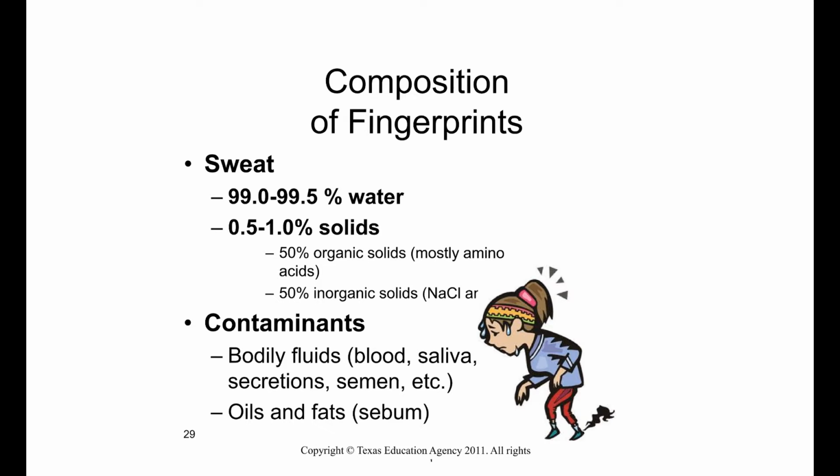So let's talk about what's in prints. We know it's a mixture of like water, fats, and oils, but let's talk about actual amounts. So the majority of your fingerprint is going to be sweat, and then the rest of it is going to be contaminants. In your sweat, anywhere between 99 to 99.5% of that sweat is actually water. And then the other 0.5 to 1% is going to be some kind of solid. Sometimes the solids are organic solids, organic meaning that they have carbon in them. So those would be like your proteins and your amino acids. And the other 50% would be inorganic solids like salt and HCl.